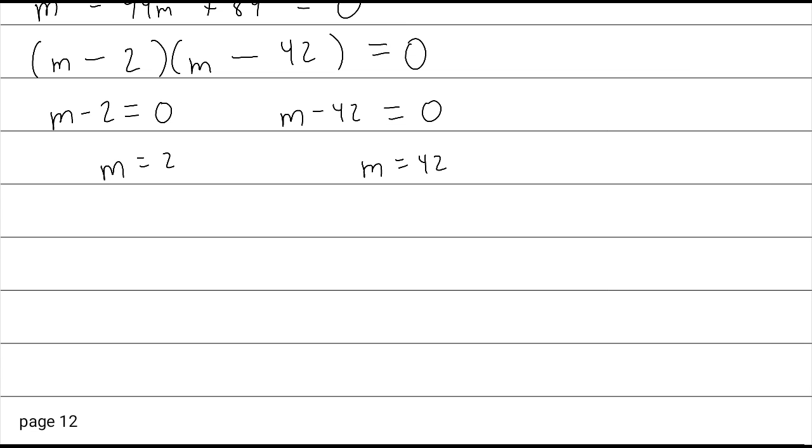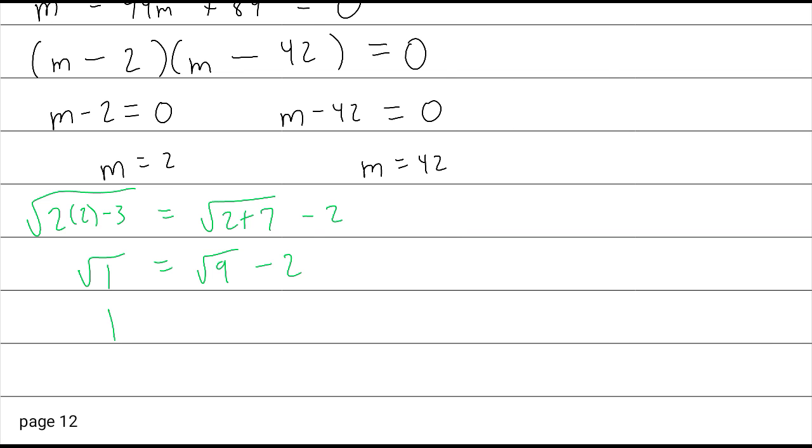Okay, so let's do 2 first. The square root of 2 times 2 minus 3 equals the square root of 2 plus 7 minus 2. Okay, that's 4 minus 3, that's 1. Square root of 1 equals square root of 9 minus 2. So 1 equals 3 minus 2. 1 equals 1. Check. 2 works.